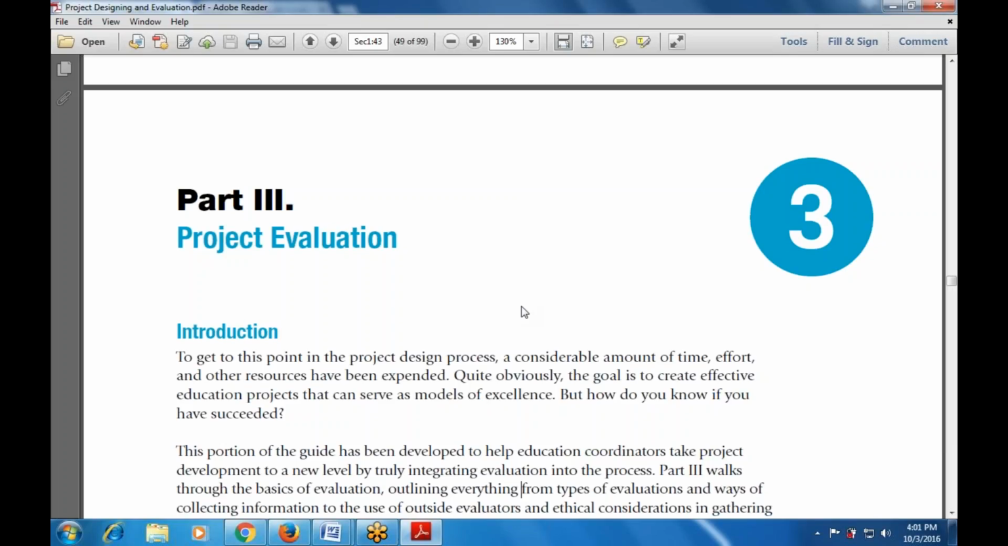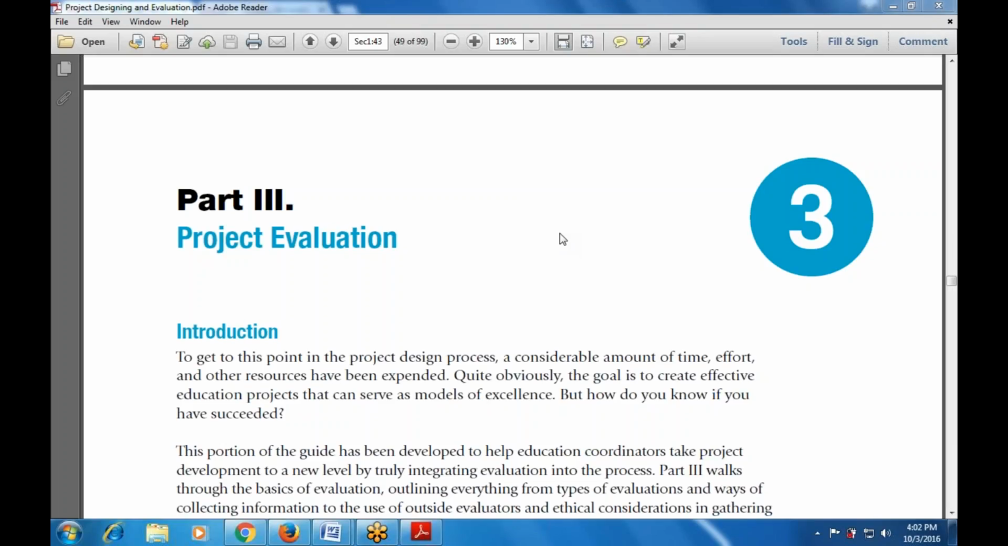To get to this point in the project design process, a considerable amount of time, effort, and other resources have been expended, and the main goal is to create effective education projects that can serve as a model of excellence. But how do you know if you have succeeded? That is the main part. To judge whether what you have done is correct or not, the next part is project evaluation.